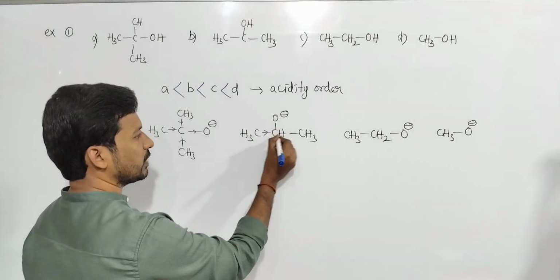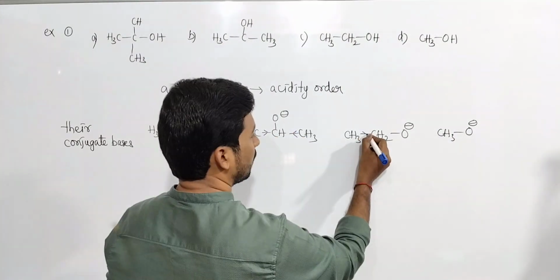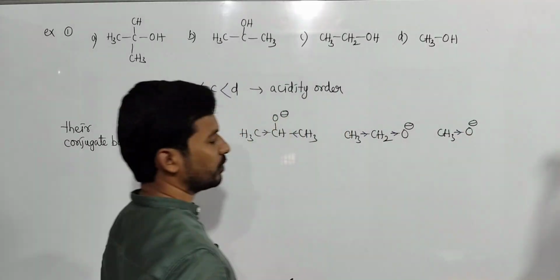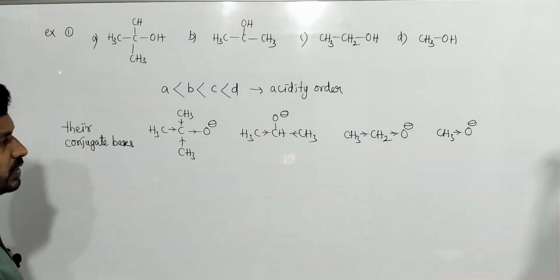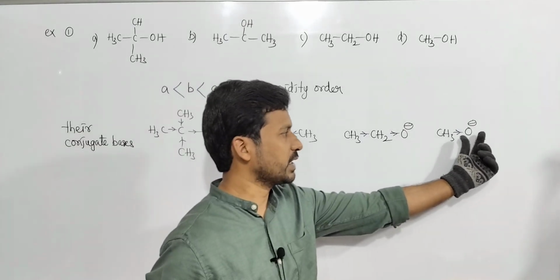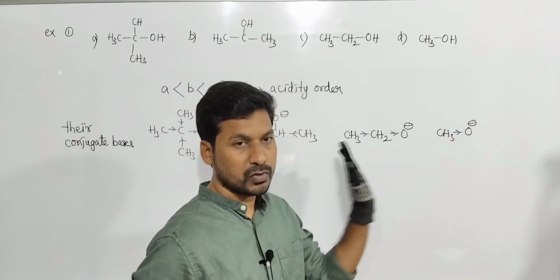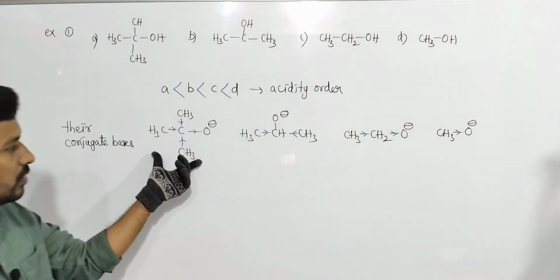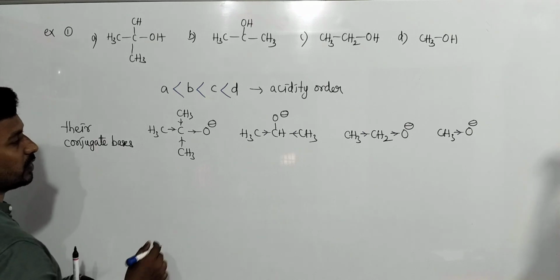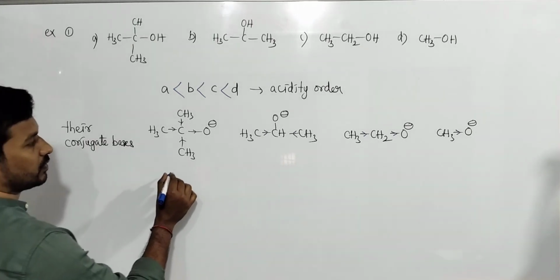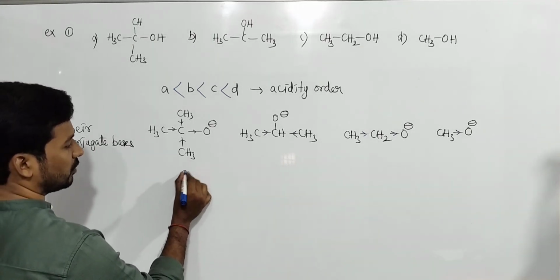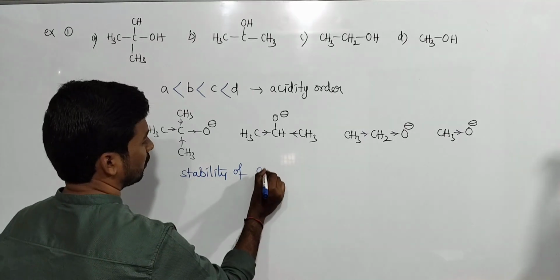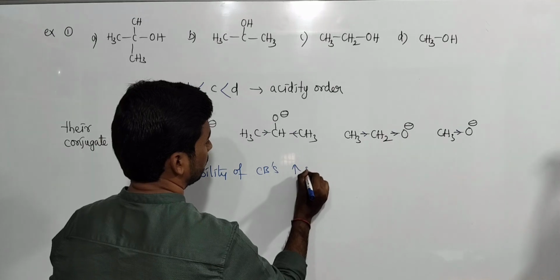Here 2 plus I groups. Here only one side, a small plus I group. Which one is more stable? This is more stable, because here the magnitude of negative charge is less. Here 2 electron donating groups, here both sides electron donating groups, here all 3 sides electron donating groups. Stability of conjugate bases increases.